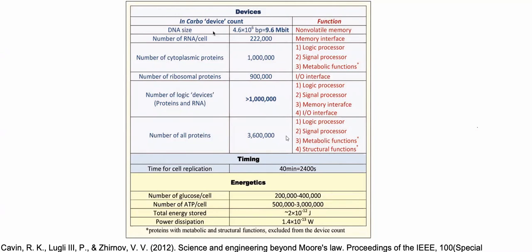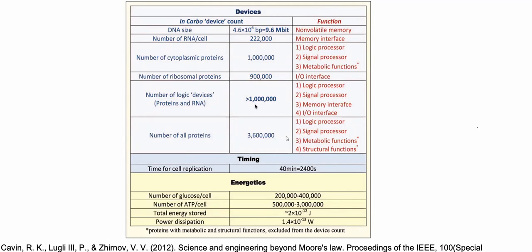If we take a DNA size of 9.6 megabit, we look at it as a non-volatile memory. And the number of RNA per cell is about, this is the memory interface. Remember, RNA is transferring the information from the DNA to the machine. So we have the memory interface of 222,000 bits. Number of cytoplasmic proteins are about 1 million. We can look at them as logic processor, signal processor, and metabolic functions. Ribosomal protein is also close to 1 million. This is our interface because the ribosome is translating the information into proteins.